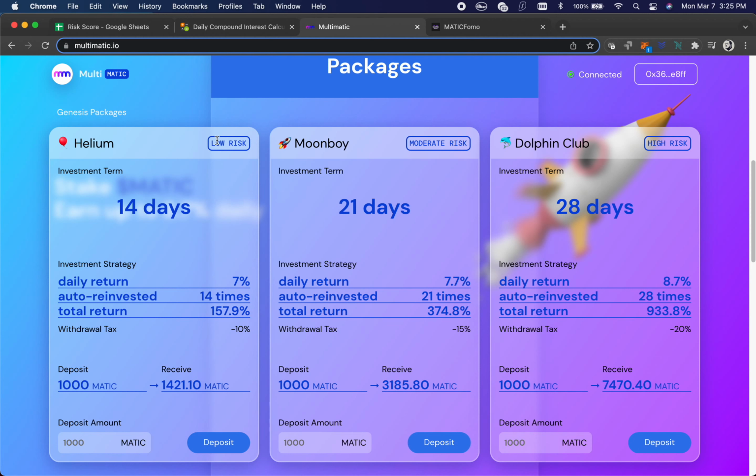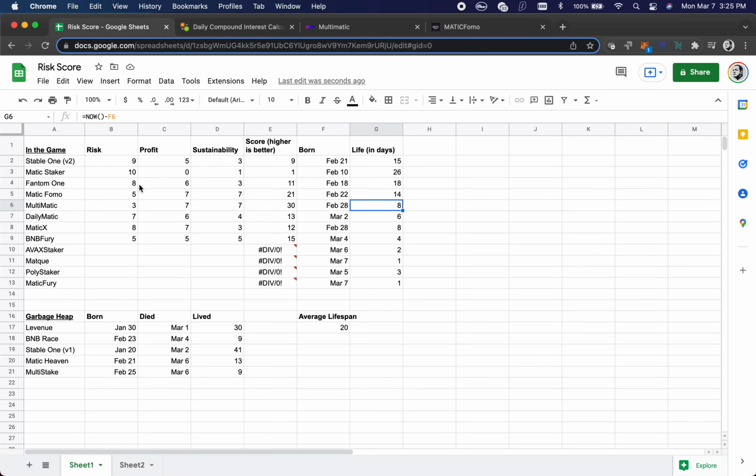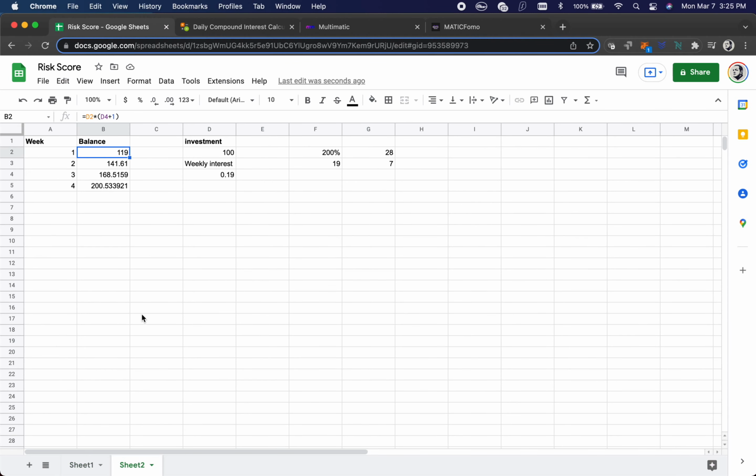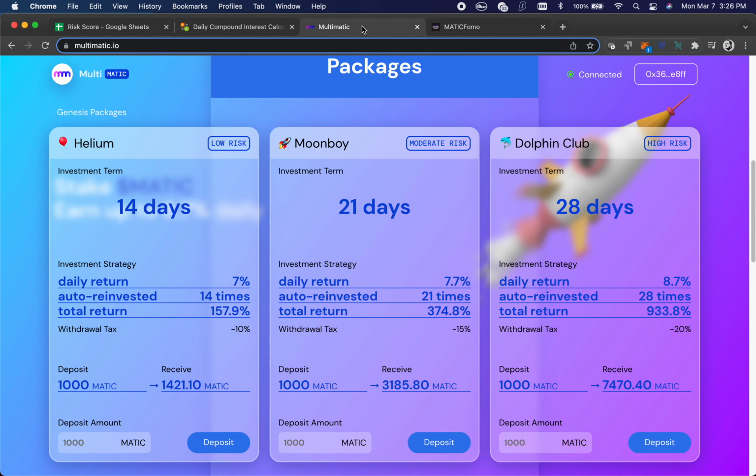So that gives you, we talked about these exit points. What that does is after week 2, you get an exit point every single day for the rest of the investment. So that is really good. It's something that I think a lot of people overlook when they look at Multimatic.